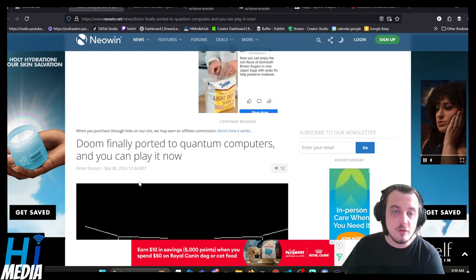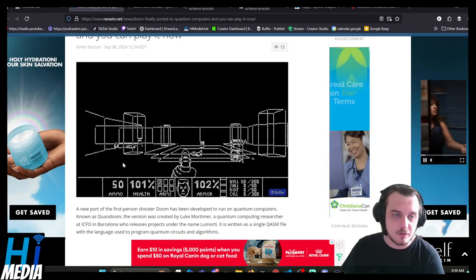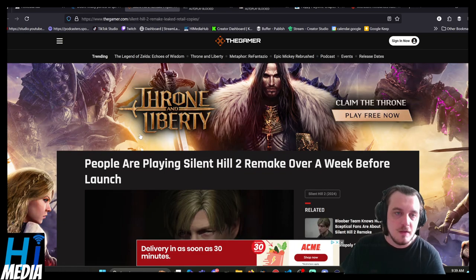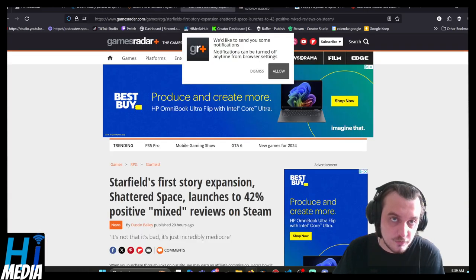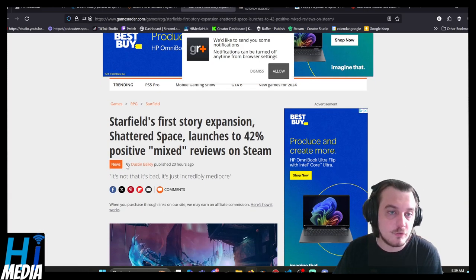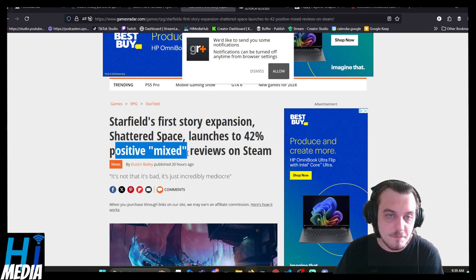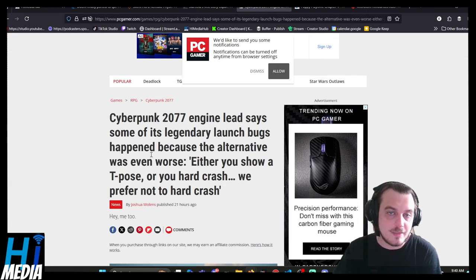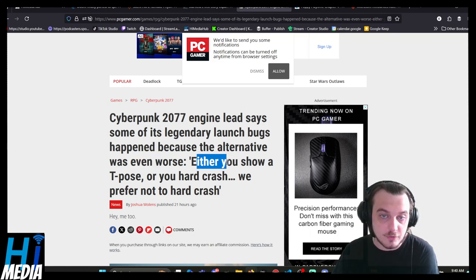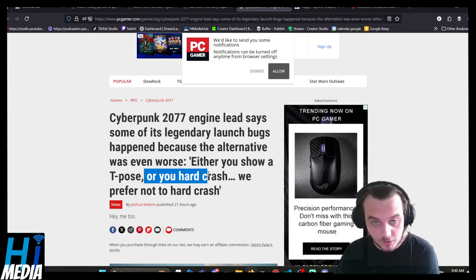Shall we? Doom has finally been ported to quantum computers, and you can play it now. The Silent Hill 2 remake is being played by people over a week before launch. Starfield's first story expansion, Shattered Space, launches to 42% positive mixed reviews on Steam. Cyberpunk 2077 engine lead says that some of its legendary launch bugs happened because the alternative was even worse. Either you show a T-pose or you hard crash. We prefer not to hard crash.